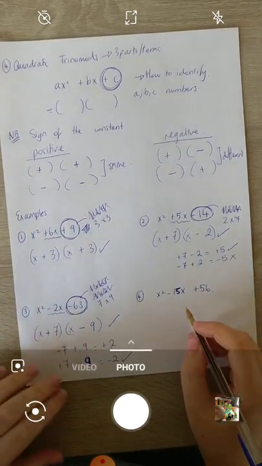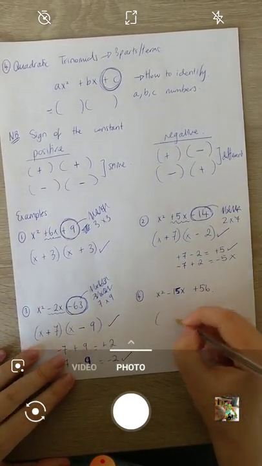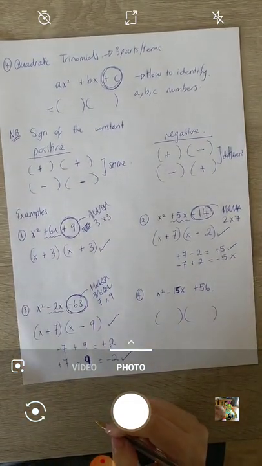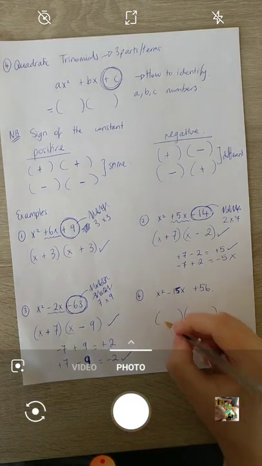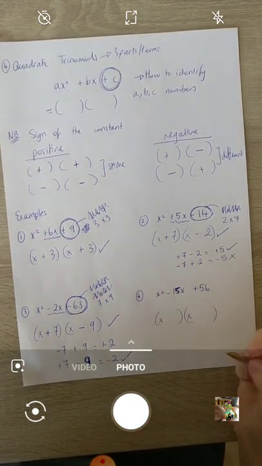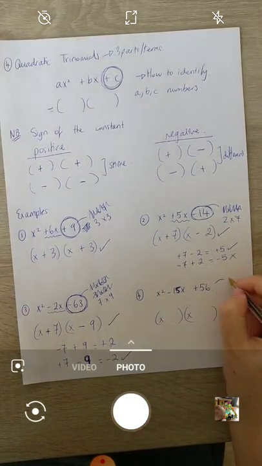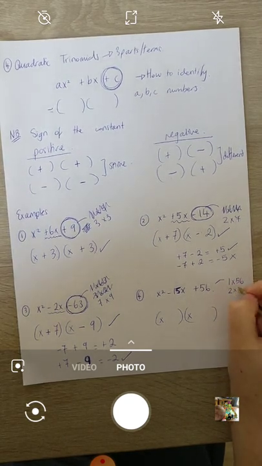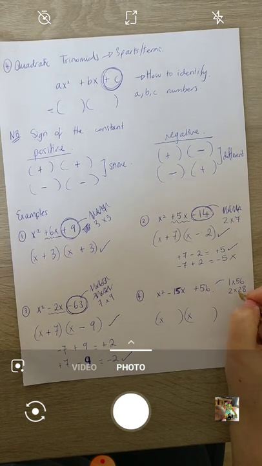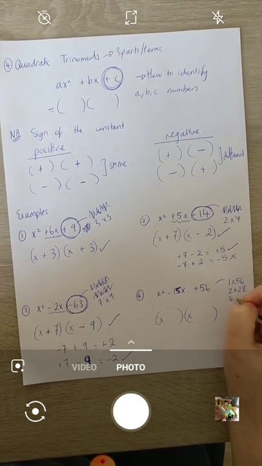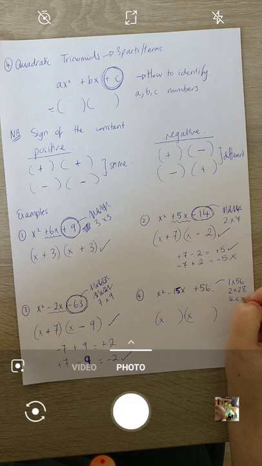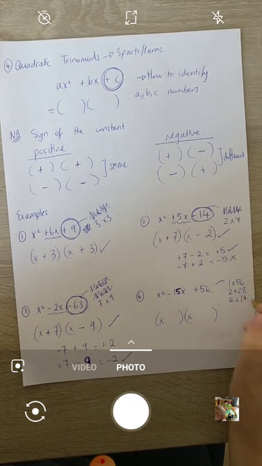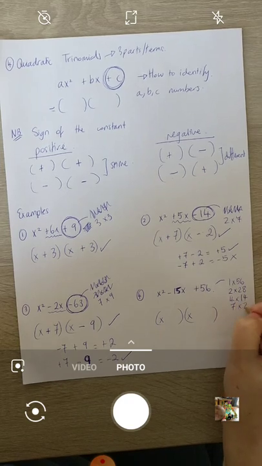Okay, and the last example, okay, we've our x squared minus 15x plus 56. So we've our x times x gives us x squared. Factors of 56, 1 times 56, 2 times 28, 3 doesn't go, 4 does go. 4 times 14, and 7 times 8.